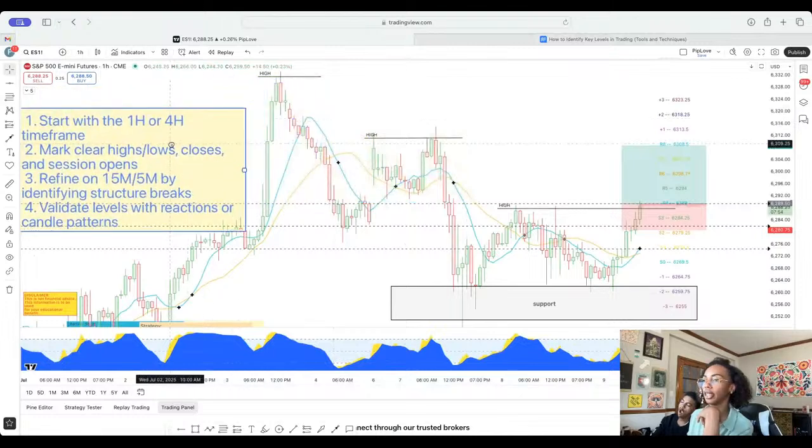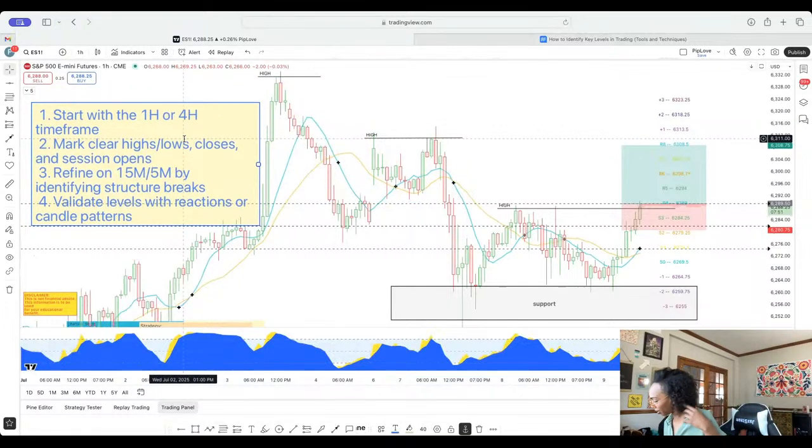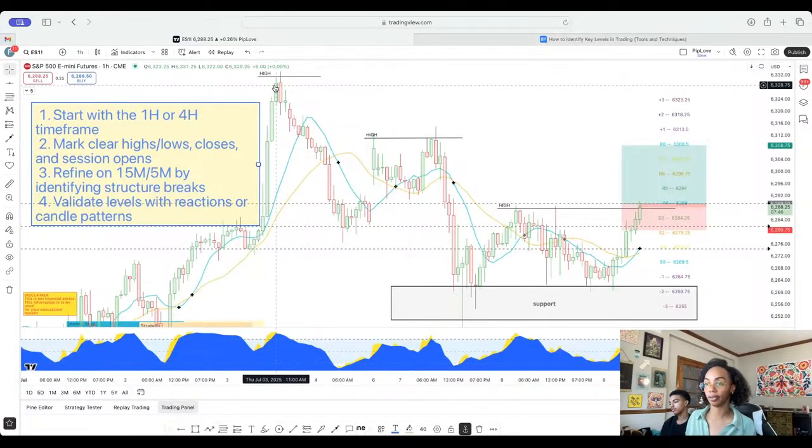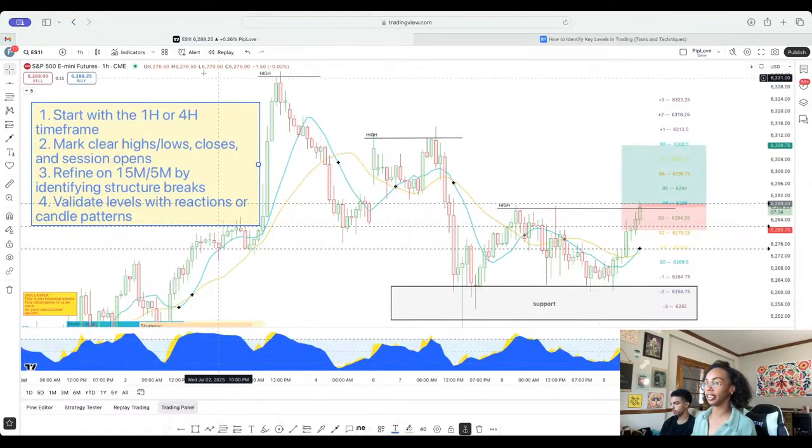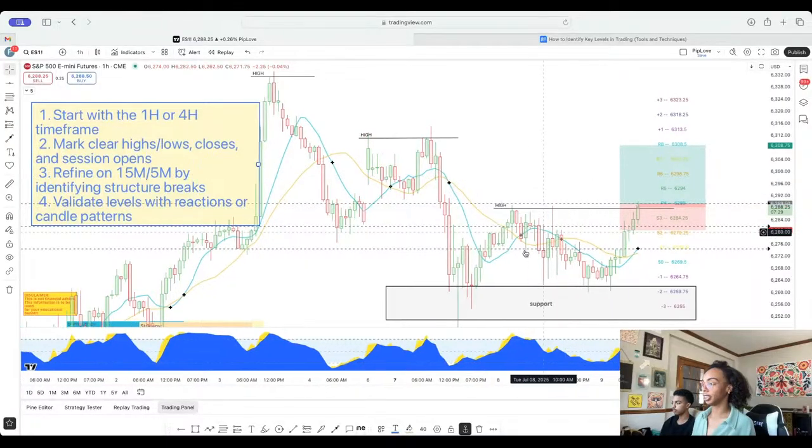Alrighty, so again, we start with the 1 hour or 4 hour time frame. Okay, we mark just like we did before: mark clear highs and lows, mark your closes, mark your session opens, go down. Now we go down to the 15-minute, 5-minute time frame. We did what we did here. We look to see if we have any break in structure. Look to see if we have any support levels. And then we see how price reacts to those zones.